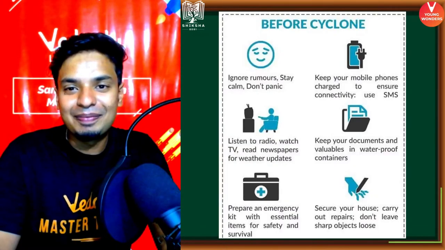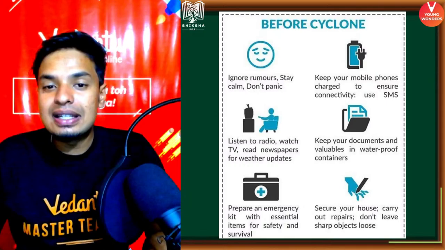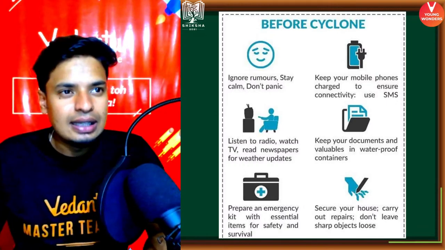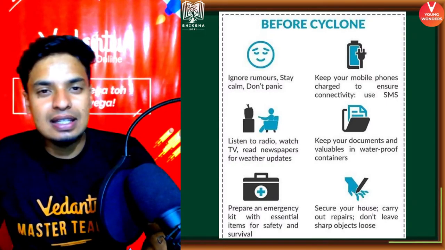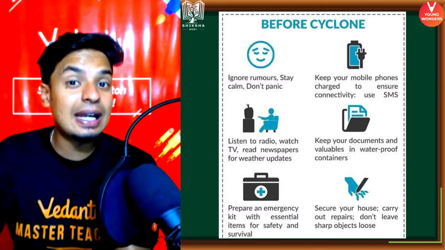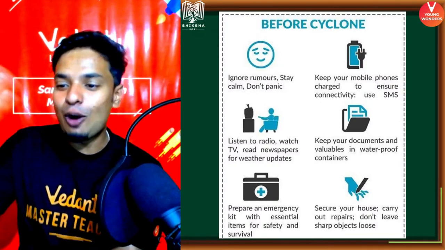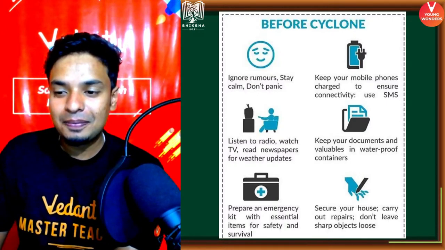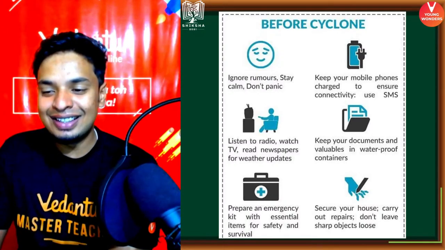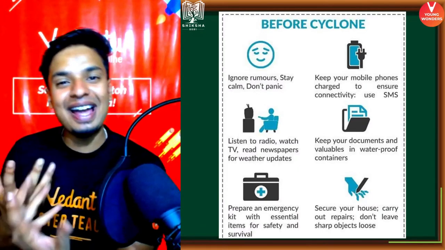Now, next one. Before cyclone, what are the different things that you can do? Ignore rumors, stay calm and don't panic. People will tell you, you know what, this cyclone is coming from space, all the way from the sun. All these Facebook and WhatsApp messages your parents get mainly in the family groups. You know what the first line in that forwarded message is? Warning. Emergency news from NASA. I'm like, where did NASA come from?